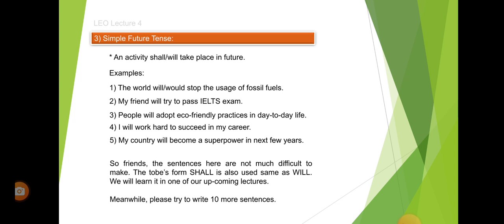Is that okay, guys? Okay. So we are moving ahead to the next tense. In today's lecture, we are covering another tense as well, and it is the continuous present tense. So continuous present tense means what? An activity is going on at the moment.